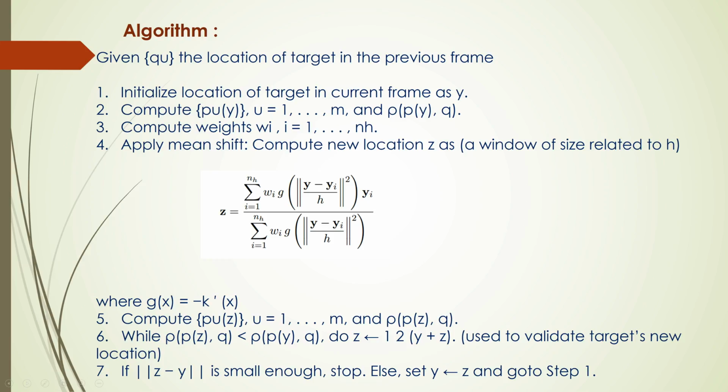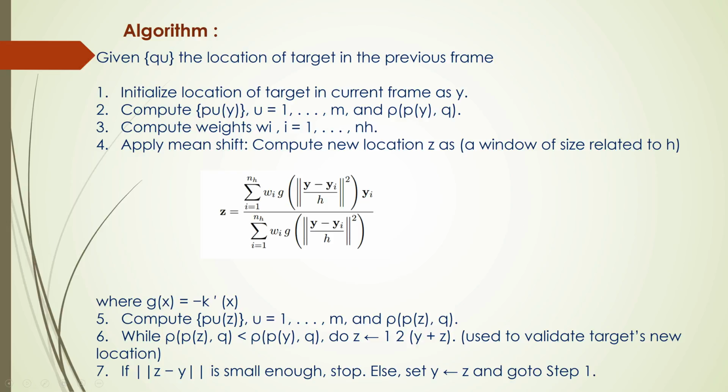This is the algorithm which is used for tracking based on the mean shift algorithm. Given QU, the location of the target in the previous frame, we first initialize the location of the target in the current frame as Y, and then compute the probability distribution for the object in the current frame using the equations, compute the weights, and then apply mean shift and compute the new location Z given a window size related to H by using the following equation.